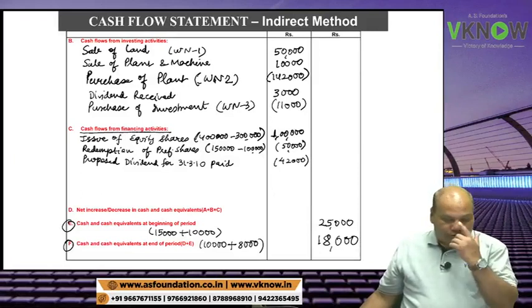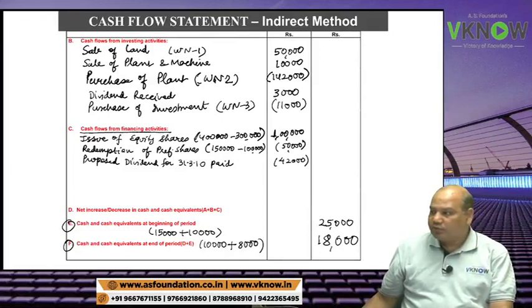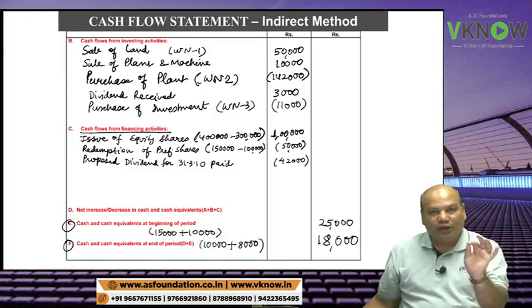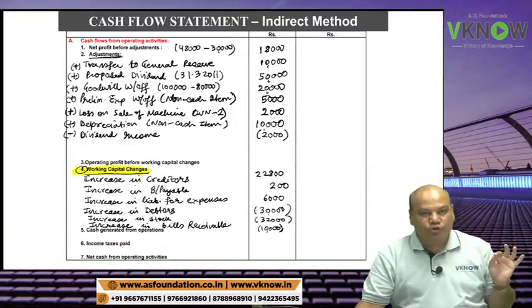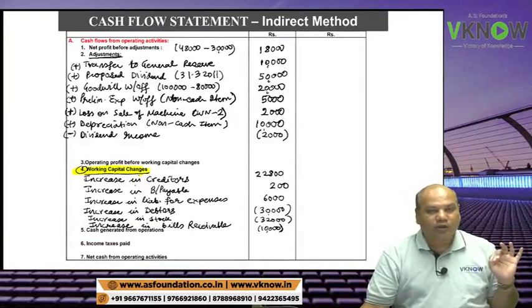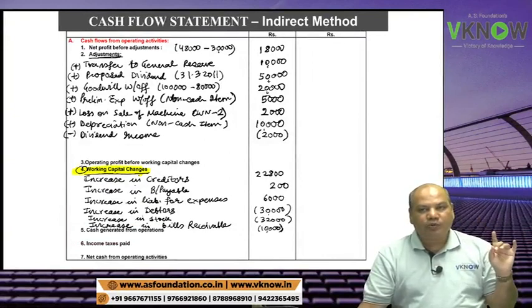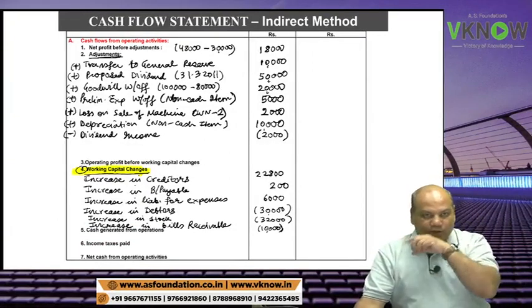Adjustment number 4 in your book. Adjustment number 4: an interim dividend of 20,000 and tax on interim dividend at 10% was paid in 2010-11. This is interim dividend. Interim dividend is different from proposed dividend. Interim dividend is declared and paid during the year. Proposed dividend is proposed at the end of the year and paid in the subsequent year.